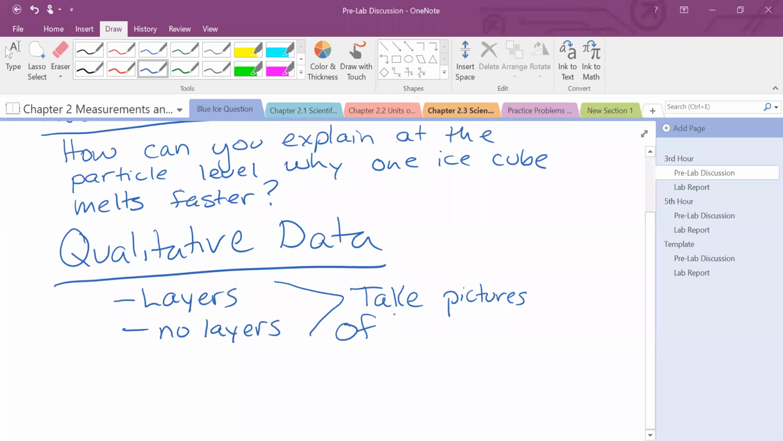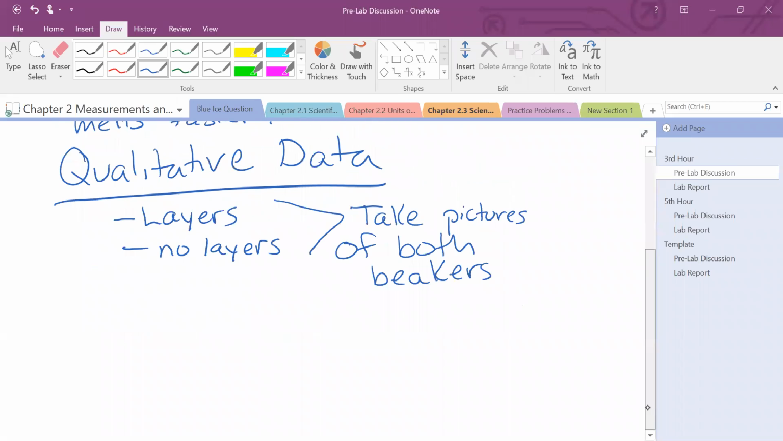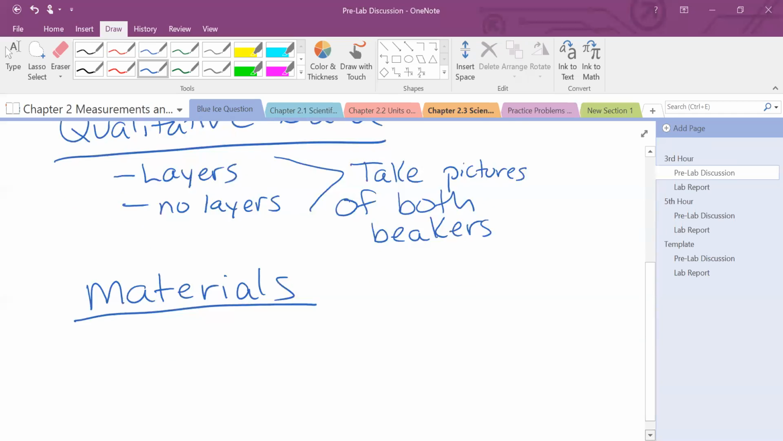So you want to take pictures of, so I'm seeing everything you're growing, and that's how I'm going to write the notes out today. Okay, so then what kind of materials do we need? Like lab equipment, what do we need? What did I use when I did the demo?